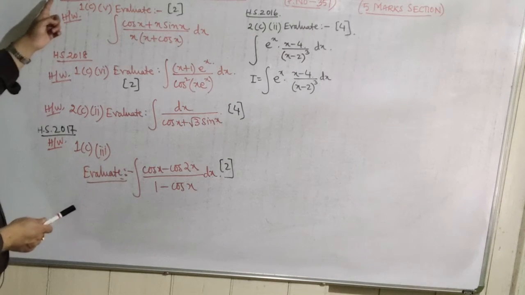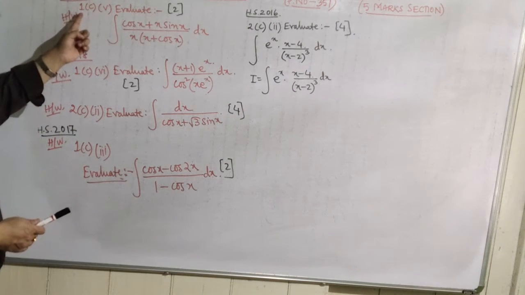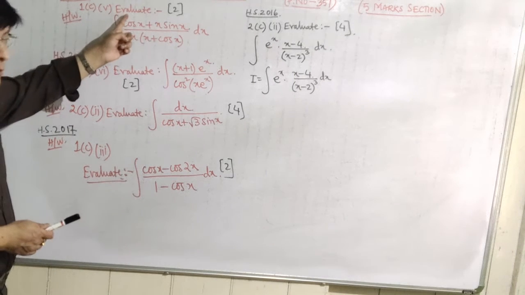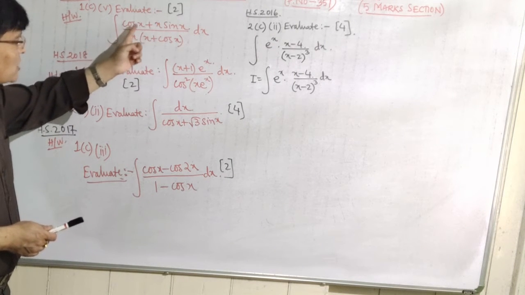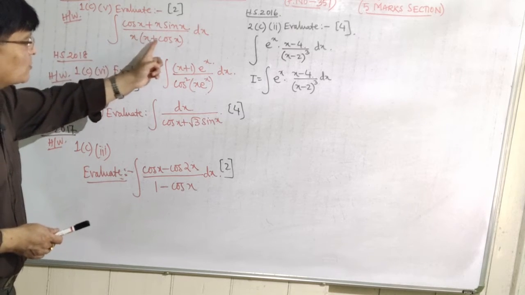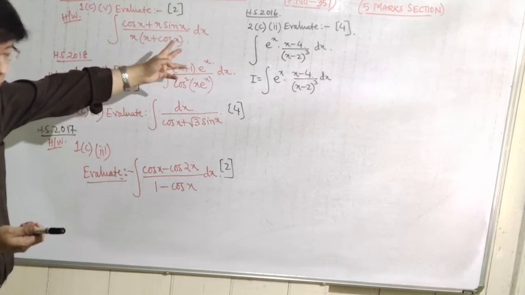Okay. So this is from HS 2020. This is your homework. 1C number 5. Evaluate. This question carries 2 marks. That is the integral of (cos x + x sin x) / (x(x + cos x)) dx. You can easily evaluate it.